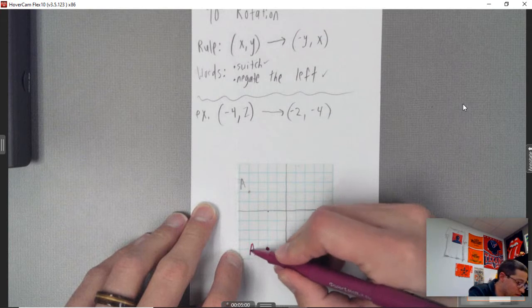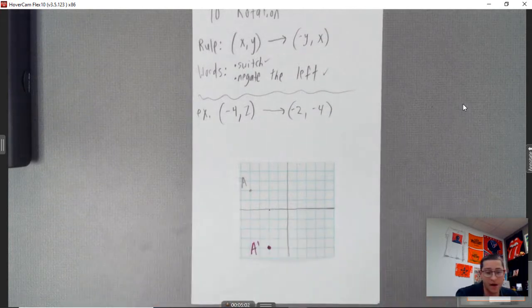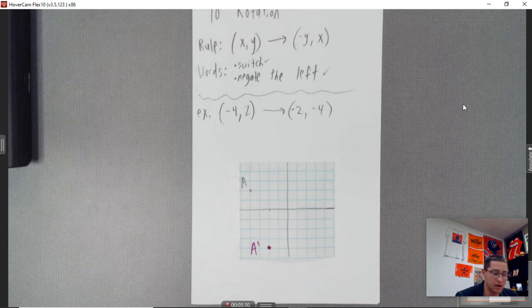That is going to be my A prime point. Now, it's a little bit hard to actually see where this 90-degree rotation lies. Like, where's the 90-degree part? Well, let's look at this.